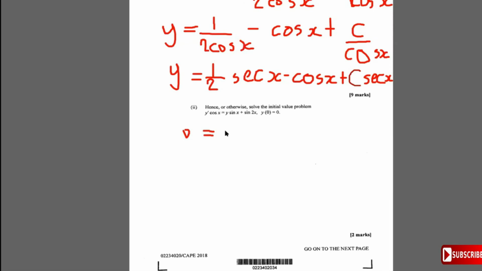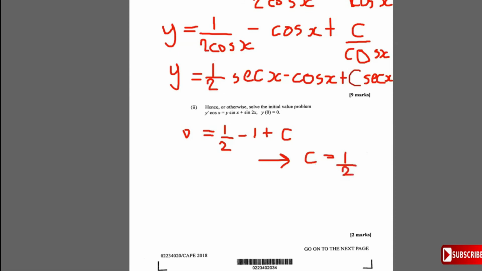So this becomes a half. So 0 is equal to a half. Cos of 0 is 1, so that becomes minus 1. Plus cos of 0 is 1, so that becomes plus c. So now we'll make c the subject, which implies a half minus 1 is minus a half, so c equals a half. C equals a half.